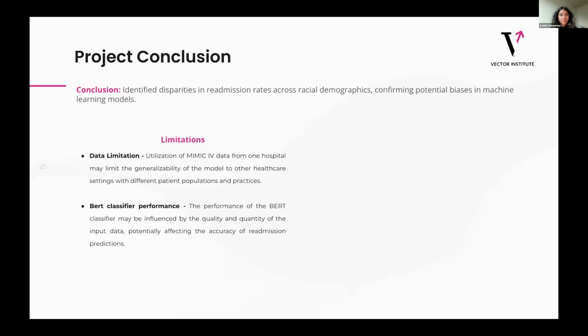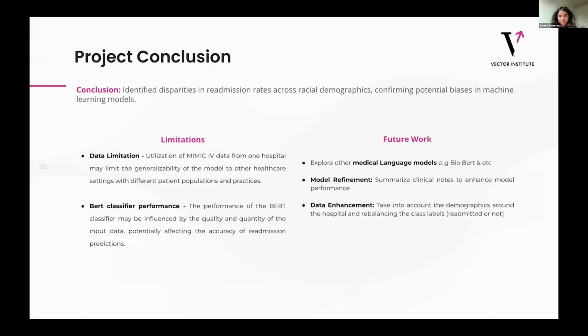Another limitation was the BERT classifier performance, which may have been influenced by the quality and the quantity of the input data. Additionally, we can also see that the readmission labels for all the different demographic groups were quite imbalanced. And we can see that most of the time the patients were not readmitted. And this is the reason why the quality of the data could have been impacted.